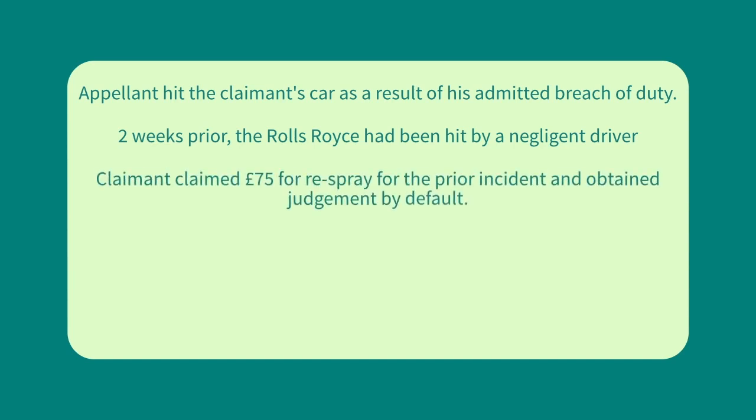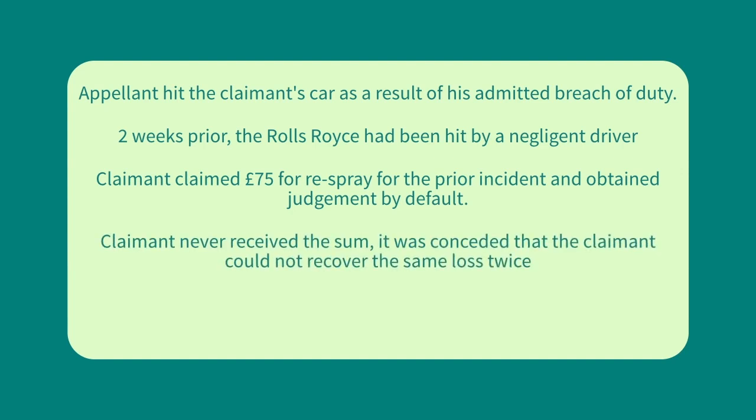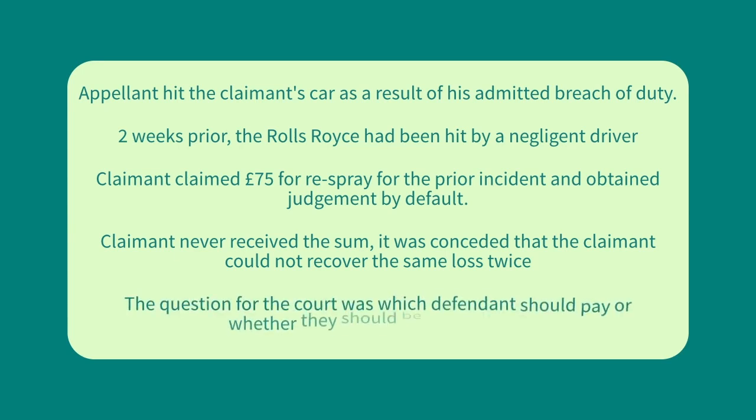The claimant claimed £75 for the respray for the prior incident and obtained judgment by default. However, the claimant has never received the sum. The claimant sought to claim the £75 from the appellant, but it was conceded that the claimant could not recover the same loss twice. The question for the court was which defendant should pay, or whether they should be jointly liable. Held by the courts, the first defendant was responsible for the whole amount. The appellant was, therefore, absolved from all liability.